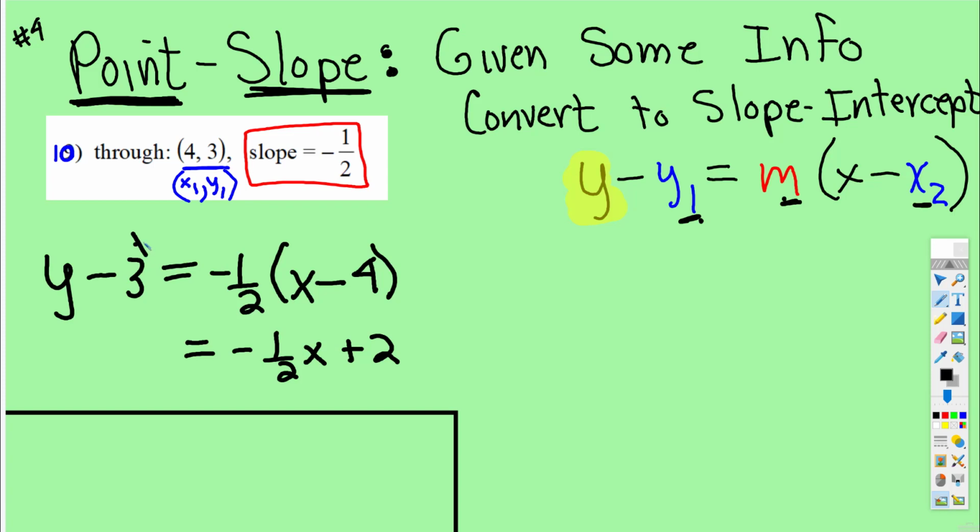And now we want to get that y by itself, so we're going to add 3 to both sides. And then you end up with the result: y is equal to -1/2 x plus 5.